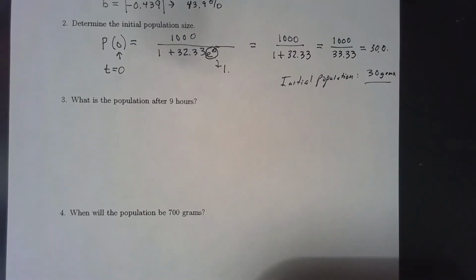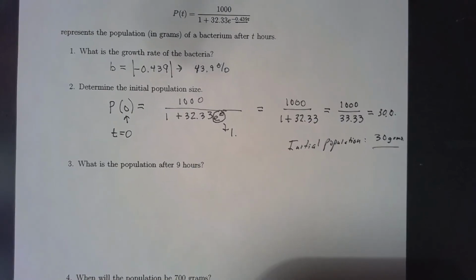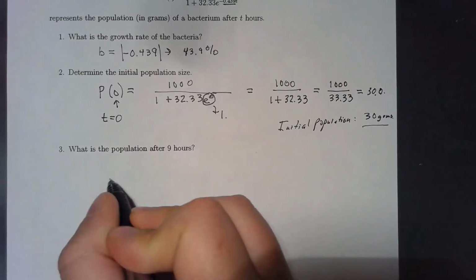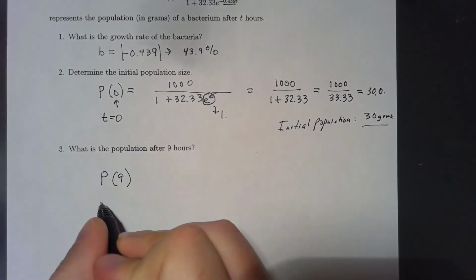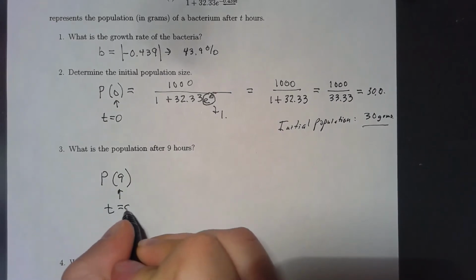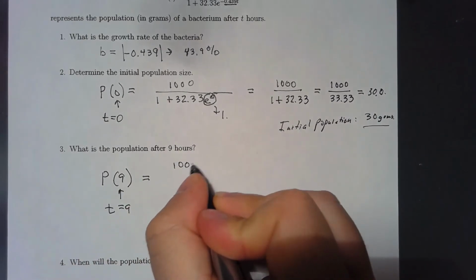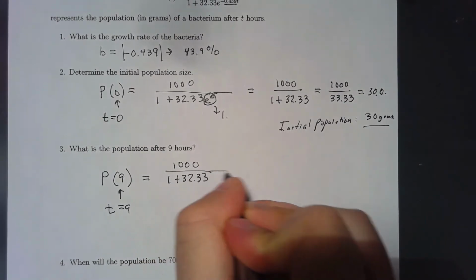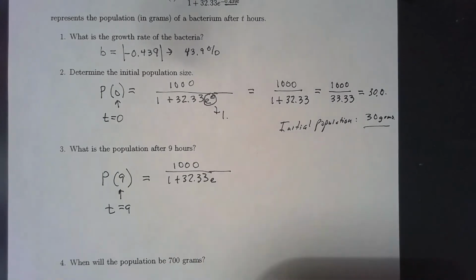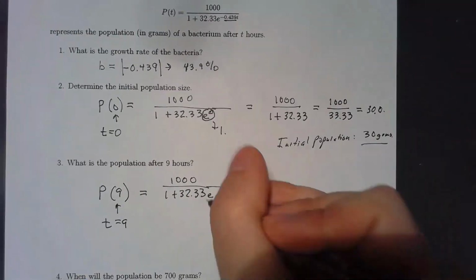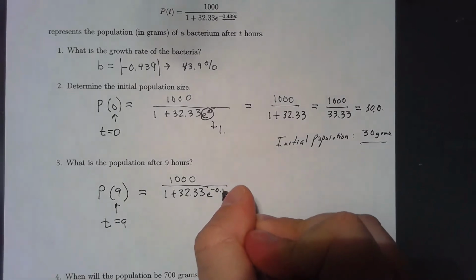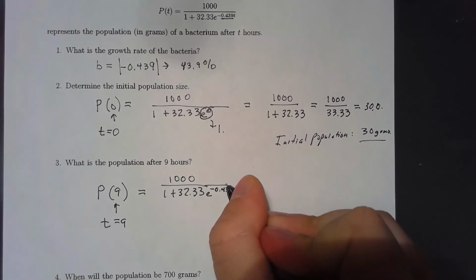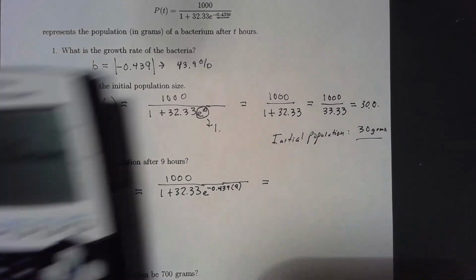What is the population after 9 hours? All right. That's just another question. I'm trying to find the population, so you just pop 9 into your model because t is 9. So you're going to get 1,000 over 1 plus 32.33 times e to the negative 0.439 times 9. So go through that in your calculator.